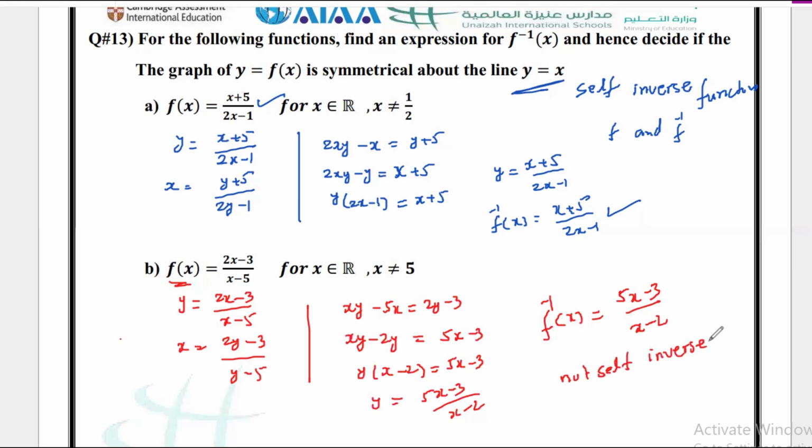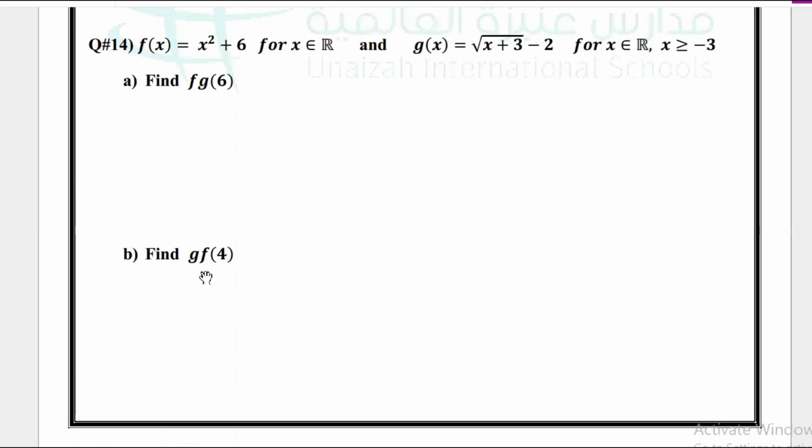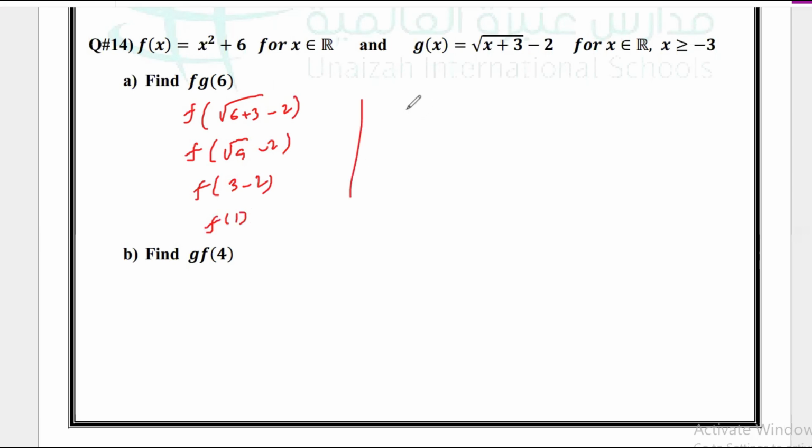We have f of x equals x square plus 6 for x belongs to R, and g of x is square root of x plus 3 minus 2 for x belongs to R and x greater than or equal to minus 3. We are looking for f g of 6. So we straight away substitute 6 in g, like square root of 6 plus 3 minus 2. So this gives me square root of 9 minus 2, which is 3 minus 2, which is equal to f of 1. And now we can replace 1 in the function f, which is 1 square plus 6. So 1 plus 6 equals 7.